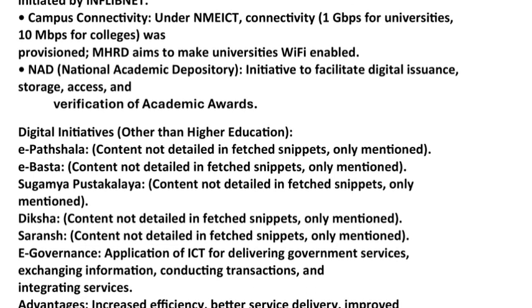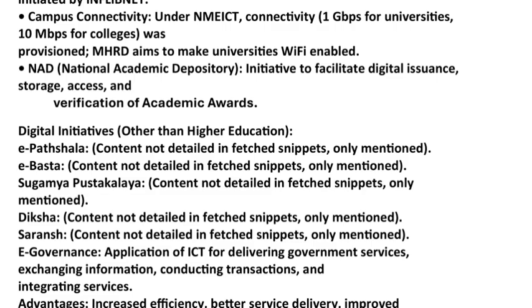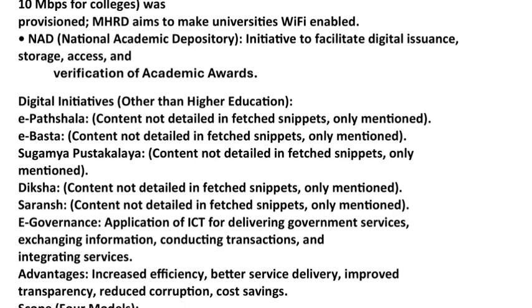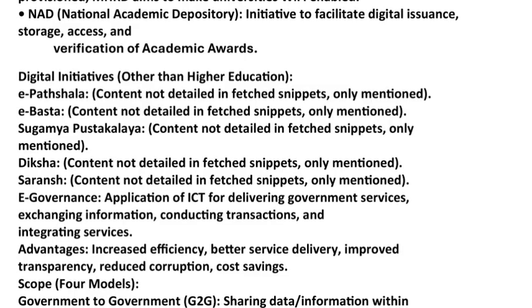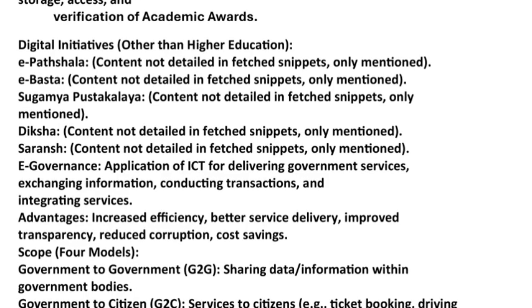Campus connectivity: under NVS, connectivity of 1 Gbps for universities and 10 Mbps for colleges was provisioned. MHRD aims to make universities Wi-Fi enabled. NAD, National Academic Depository initiative, to facilitate digital issuance, storage, access, and verification of academic awards.